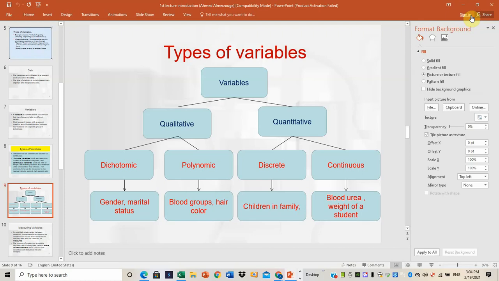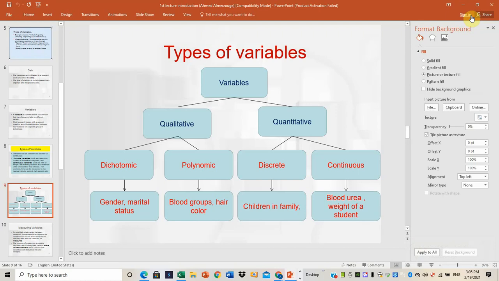disease status, diseased or not diseased, color, white or black, while polynomic, like blood group, A, B, AB or O, hair color, gray, white, black or fair.